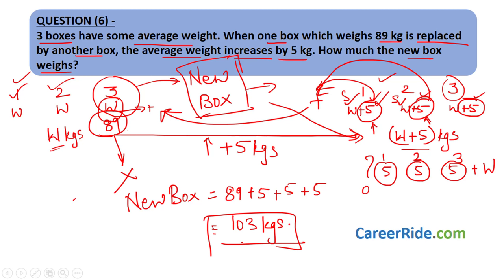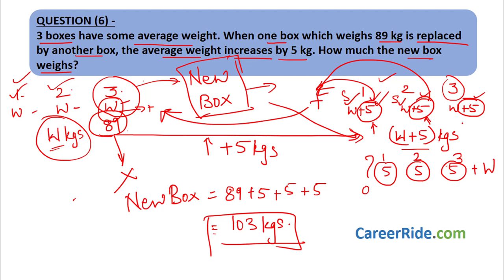You might think that this is difficult and very complicated, but it is not. Again, I'll explain it to you. Now let us assume there are three boxes. Okay, box 1, box 2, box 3. Now the average weight of these three boxes is W kg. So individual boxes will weigh W kg, W kg and W kg. Right? Now suppose we take another three boxes 1, 2 and 3, and their average weight is W plus 5 kgs. What would be the individual weights? W plus 5 kg, W plus 5 kg and W plus 5 kg.